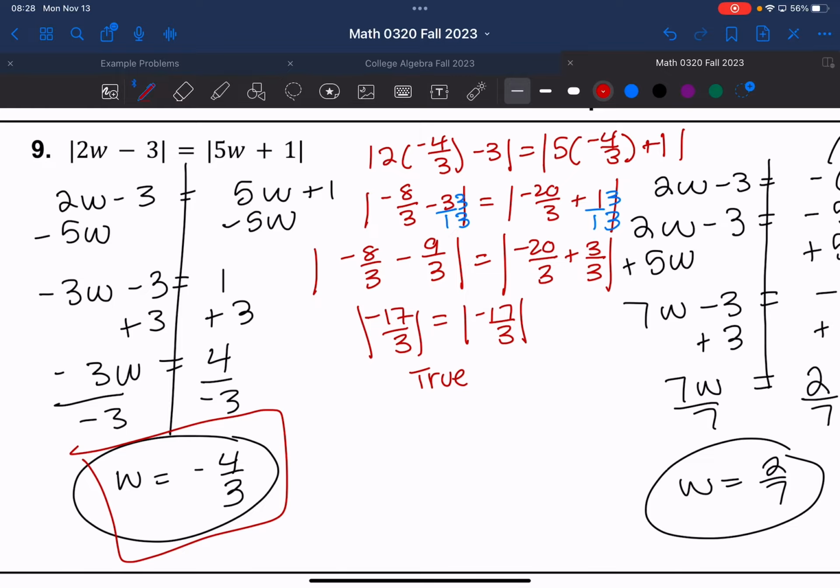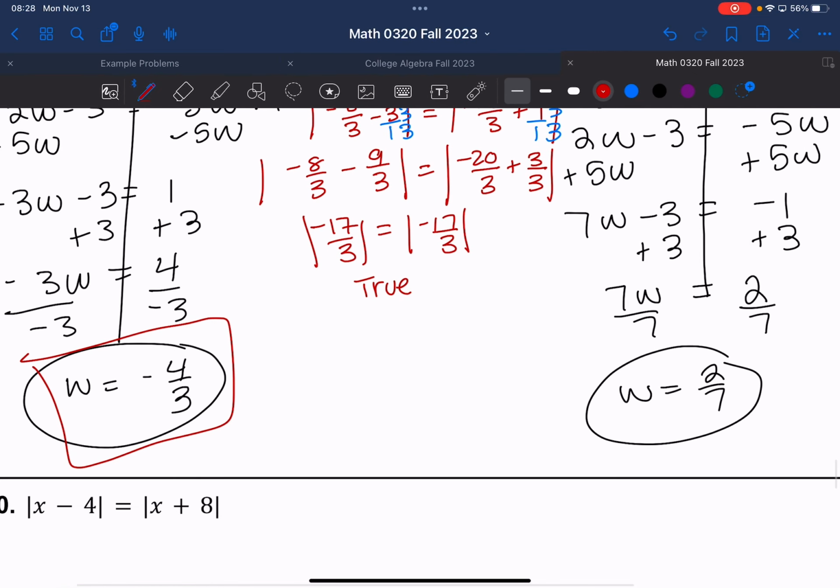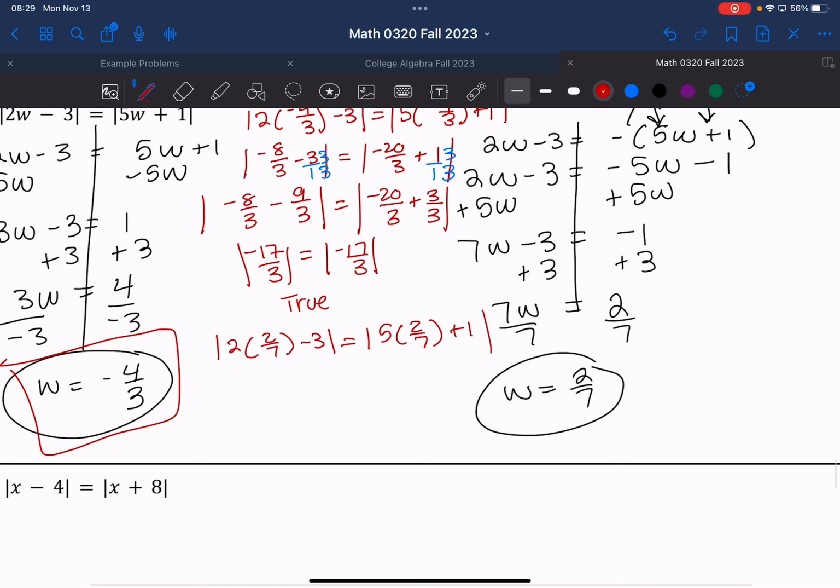So we checked one, now we have to check the other. Try to just do it in the same spot. Okay, so I have absolute value of 2 times 2/7 minus 3 equals absolute value of 5 times 2/7 plus 1. 2 times 2/7 is 4/7, so I have 4/7 minus 3. And 5 times 2/7 is 10/7 plus 1.